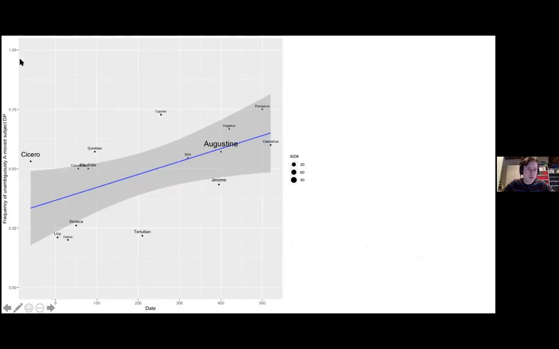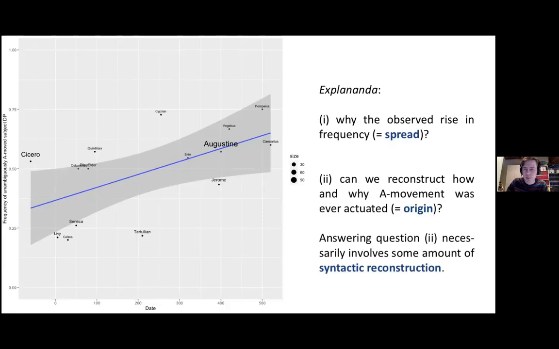Now, those 415, if you map those over time, what I'm measuring here is the rate of TP internal subjects, and it's pretty clear that there is an upward trend in the data to the effect that TP internal subjects become more frequent. So there's a fair amount of variation in this data set. It's in addition a bit unfortunate that the sample sizes for the authors before Cicero, in particular Plautus and Terence, were very small, so I couldn't really use them. But in any event, I'm pretty confident that this is yet another piece of evidence that there is something going on diachronically in terms of subject placement.